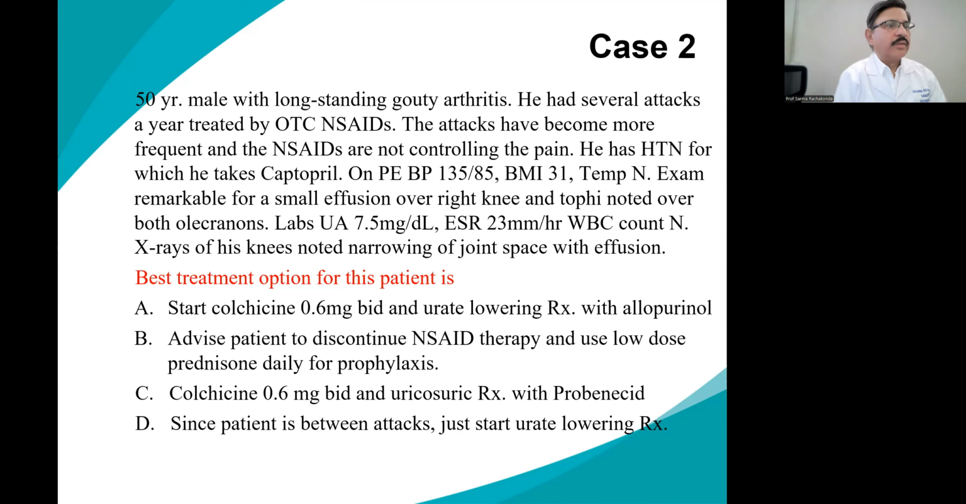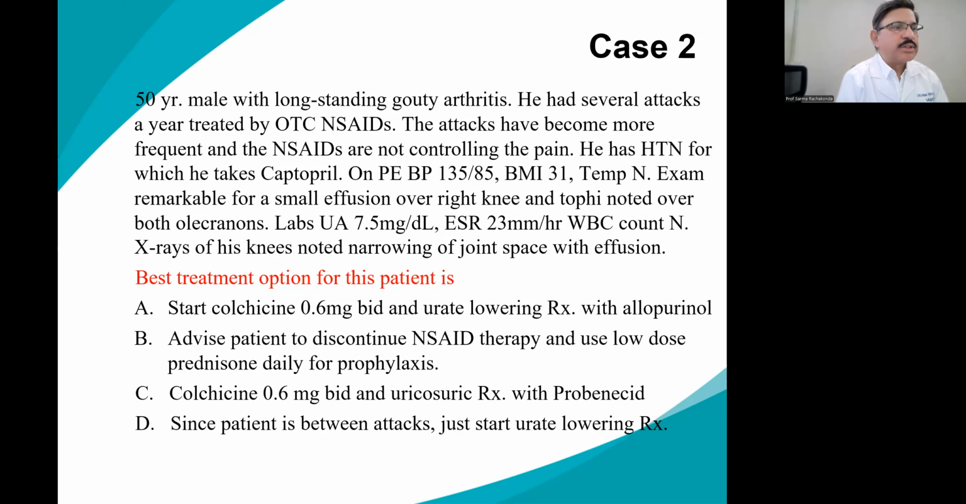He has frequent use of NSAIDs. His captopril can continue because ACE inhibitors and ARBs have a favorable effect. That can be continued. BMI is high and should be brought down. Uric acid lab is 7.5 milligrams. WBC normal, ESR slightly elevated. There is already radiological change. It's a chronic tophaceous gout.